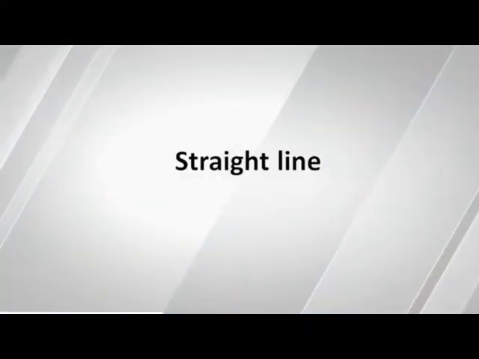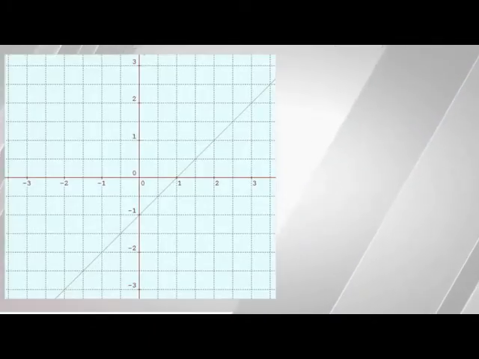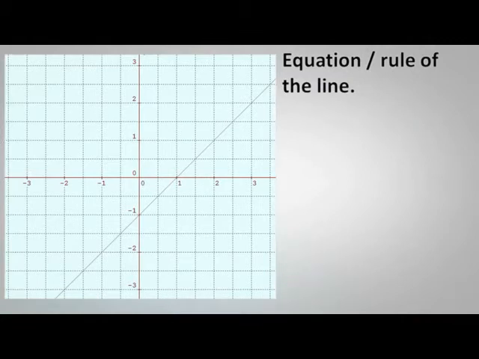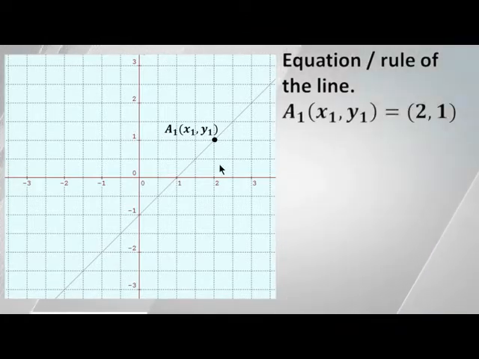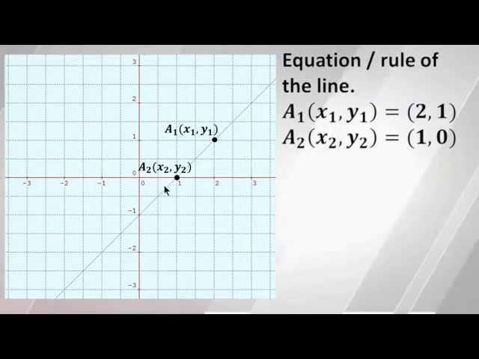I believe that you have learned about straight lines, but the thing about straight lines that we're going to learn in this video is how to find the equation or the rule of the line. Let's say this is a straight line, as you can see. How to find the equation or the rule of this line? First, you have to select 2 random points from this line. Let's say I choose this point A1, x1, y1. The coordinate of A1 is 2, 1, as you can see, 2 at the x-axis and 1 at the y-axis. Now I choose the other point, this point A2, x2, y2. The coordinate is 1, 0, because 1 at the x-axis and 0 at the y-axis.